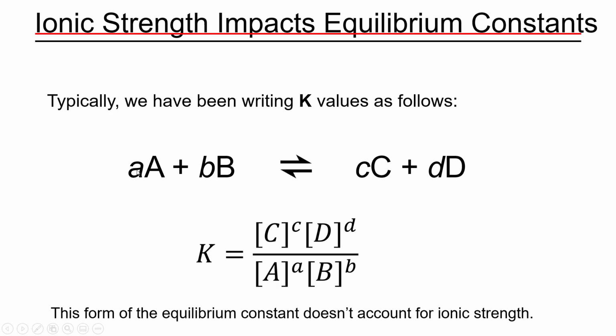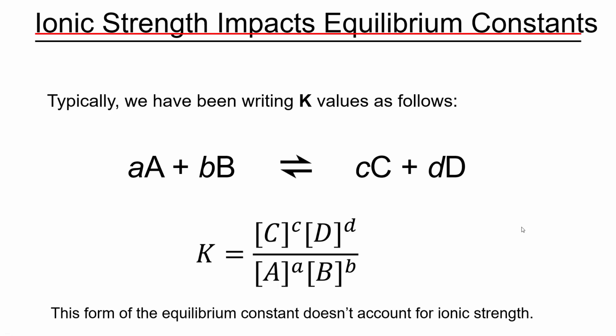So remember, typically for a generic reaction, a moles of A plus b moles of B are in equilibrium with c moles of C and d moles of D. We would write an equilibrium constant as products over reactants, every species concentration or partial pressure raised to their stoichiometric coefficients. Since ionic strength generally only applies to chemical reactions that are taking place in water, we're going to assume that this equilibrium constant is primarily a concentration-based equilibrium constant. And our numerator is concentration of C to the c times concentration of D to the d, divided by concentration of A to the a, and concentration of B to the b.